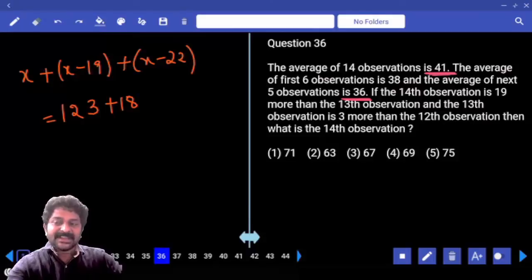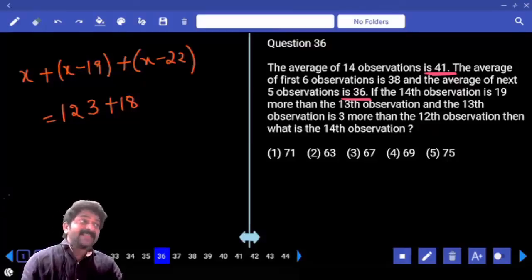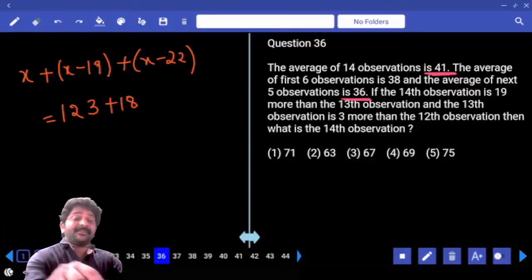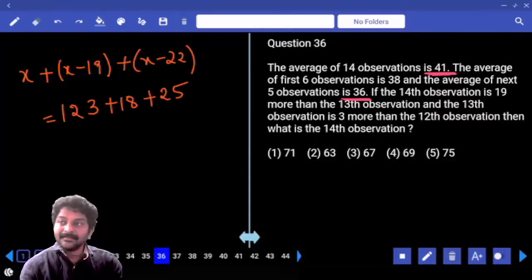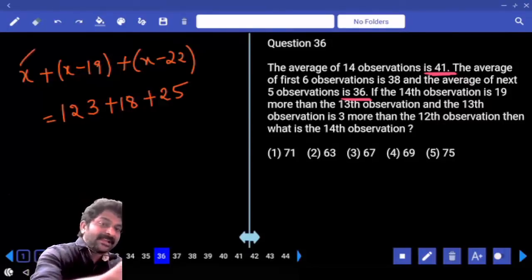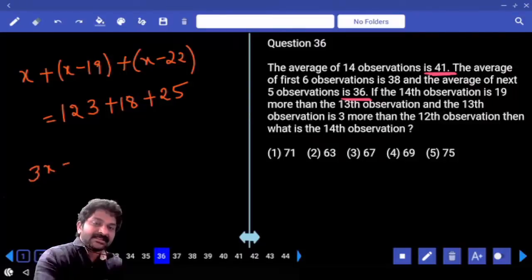Next. Average of next 5 numbers is 36. With respect to the original average, 36 is 5 less. Like that, how many numbers? 5 into 5, 25 less. As it is reverse effect, we have to add 25. Clear? x plus x plus x, 3x, minus 19, minus 22.